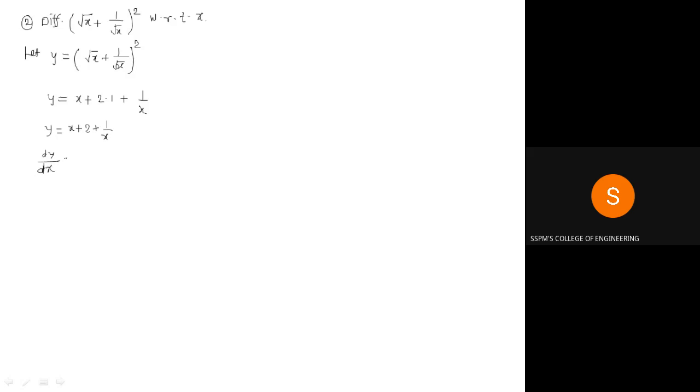What is dy by dx? That is d by dx of x plus 2 plus 1 by x. And what is the derivative of x? Derivative of x is 1. And derivative of 2 is 0. Derivative of 1 by x is minus 1 by x square. Is this what you get? Minus 1 by x square. So after simplifying, we get 1 minus 1 by x square. In this kind of question, this type of option will be there. Okay, so 1 minus 1 by x square.